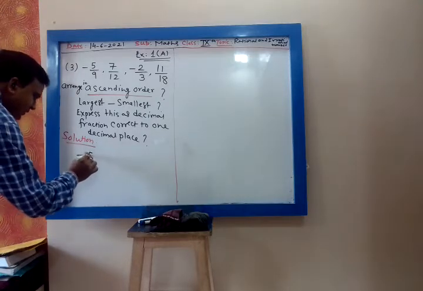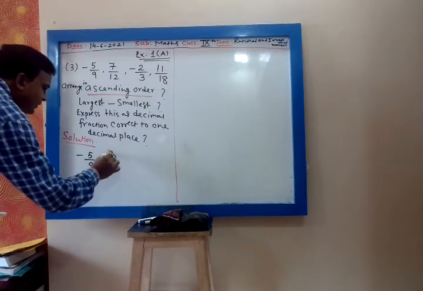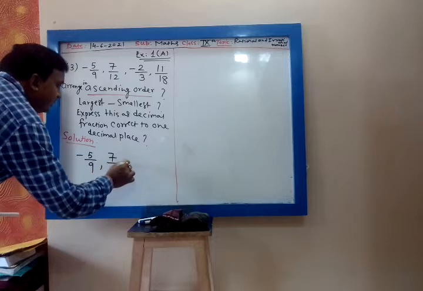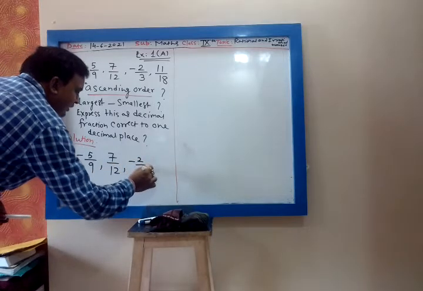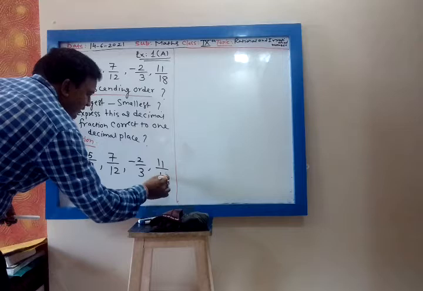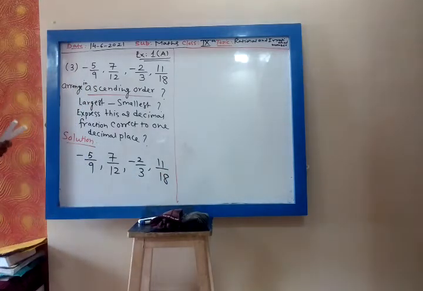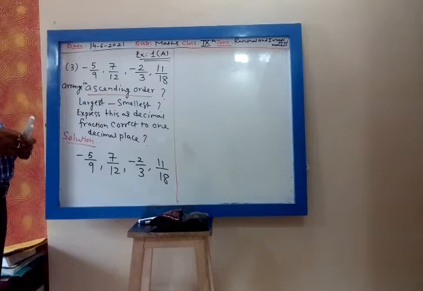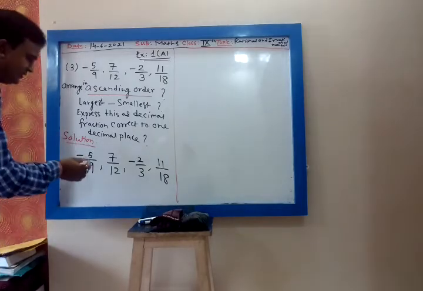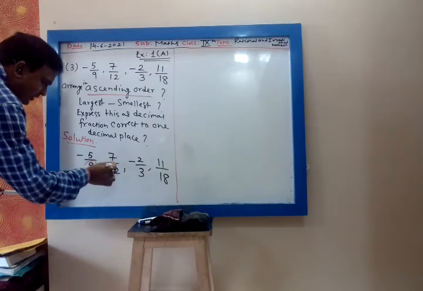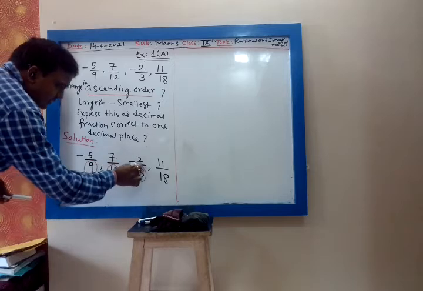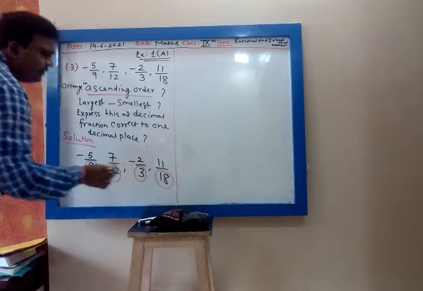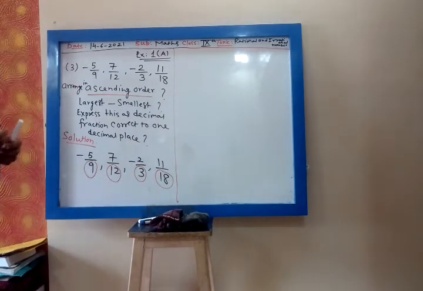Minus 5 by 9, then 7 by 12, then minus 2 by 3, and 11 by 18. Now my question is whether they are like rational numbers or unlike rational numbers. Unlike. What is the reason they are unlike? Yes, denominators are different. Denominator is 9, denominator is 12, denominator is 3, denominator is 18. So they are unlike rational numbers.